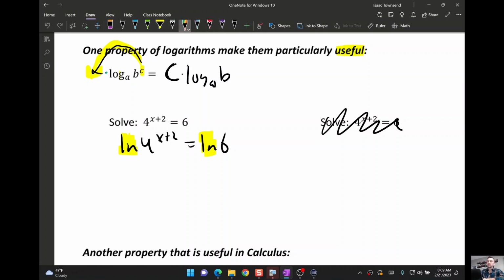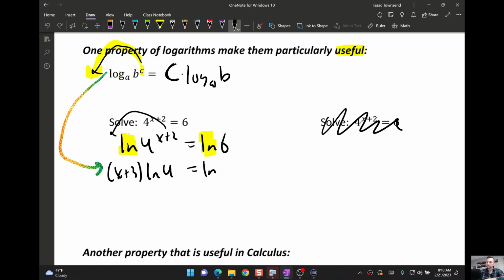And then because of this property, now this x plus 2 is an exponent on something I'm taking the log of. So this x plus 2 can come down out front, and that is unique to algebra. That's the only way that you get something out of the exponent so that you can just finish solving for it.